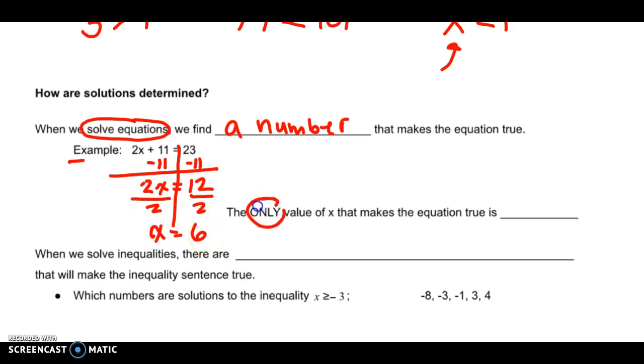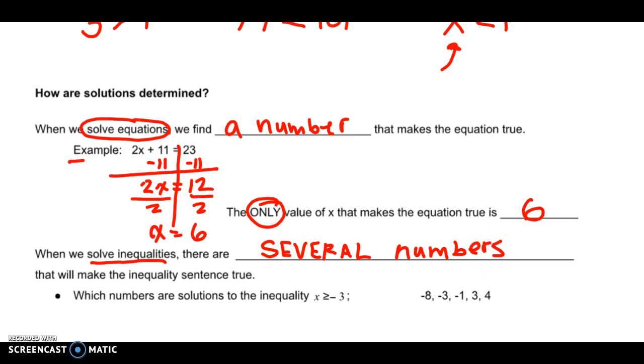And the only solution, or the only value of x that makes this equation true, is 6. If we plug that back in to this equation, there's no other option. 6 is the only one, and that's what makes an equation an equation. They have one solution. However, when we solve inequalities, there are going to be SEVERAL, and I'm going to capitalize that here because that is our main difference. There's going to be several numbers that will make an inequality sentence true.